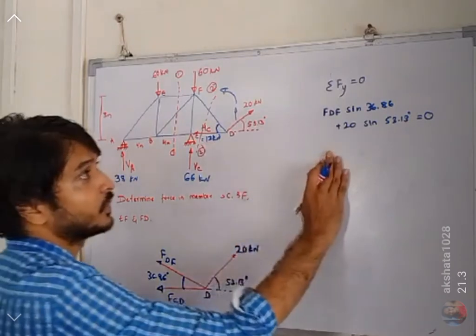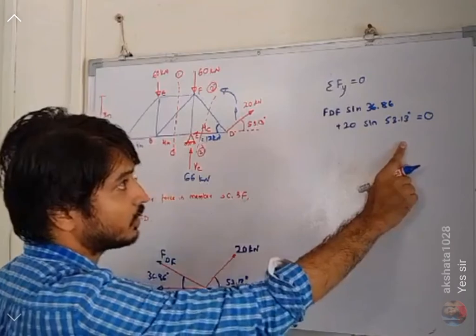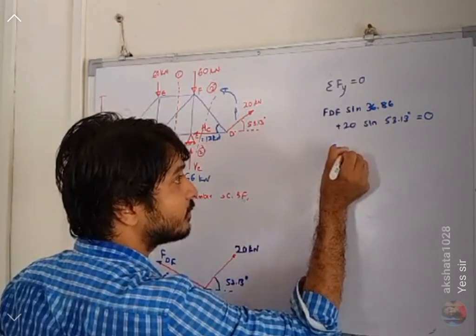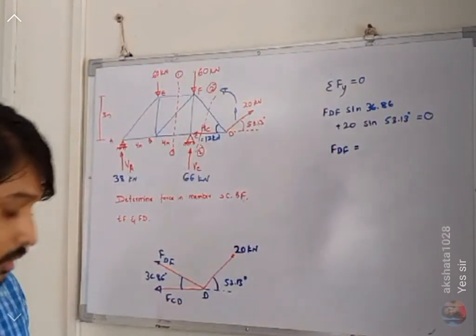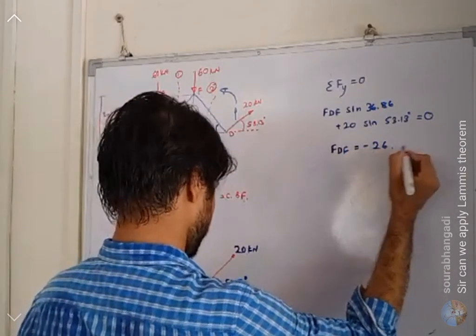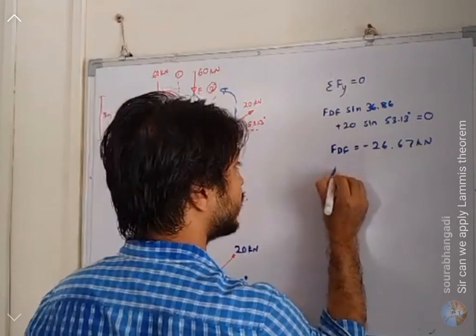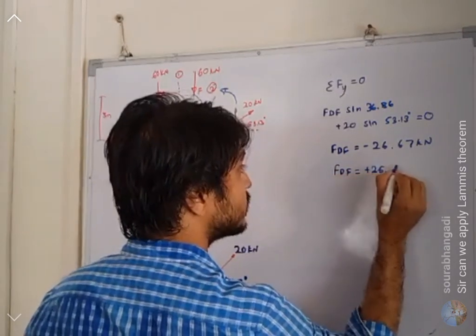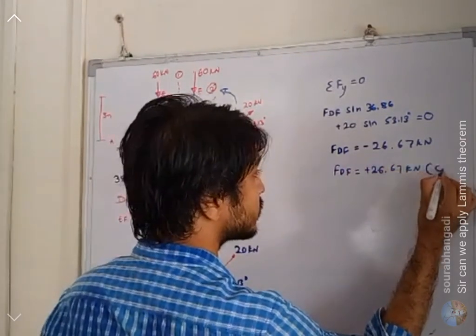So here, FDF sine 36.86 plus 20 sine 53.13. What I get is FDF equals to minus 26.67 kilonewton, which means the magnitude of FDF is 26.67 kilonewton. As I got minus, it is compression.